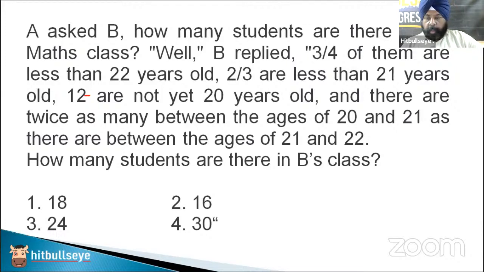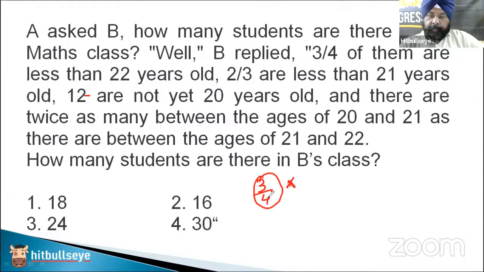May I know, can the number of students be in points or in fractions? Yes or no? Can they be negative? No. So the question is asking about 3 by 4 of them, right? So what did this prove? The answer should be a multiple of 4. Yes or no, guys? So which option can we rule out?